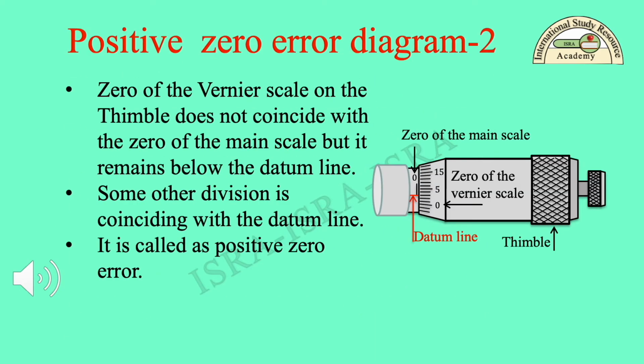Positive zero error diagram 2. Zero of the vernier scale on the thimble does not coincide with the zero of the main scale, but it remains below the datum line. It is still in the positive scale region of the main scale. Zero of the main scale is visible as shown in the diagram with its marked line. Some other division is coinciding with the datum line. It is called positive zero error.